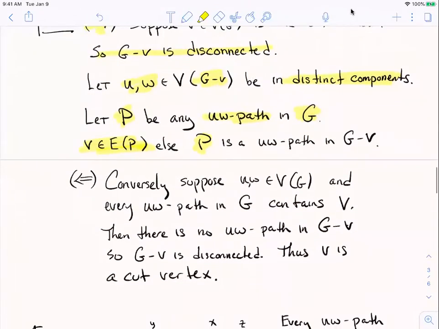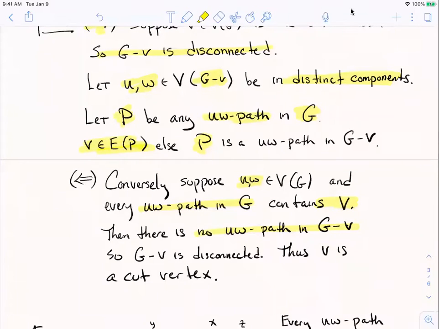Conversely, if we had a pair of vertices and every single path in G went through some vertex V, so every path between these other two vertices goes through it, then there couldn't be a U-W path in G minus V, because we're saying every U-W path has V on it. So you couldn't have a U-W path without V on it. That's all I mean by there's no U-W path in G minus V.